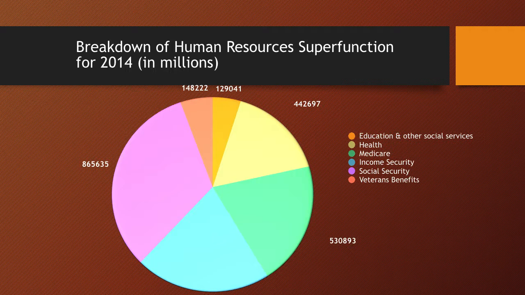So non-discretionary spending such as Social Security, veterans benefits, and Medicare, I believe, are things that cannot be touched in the budget. These are things that have to be funded no matter what.